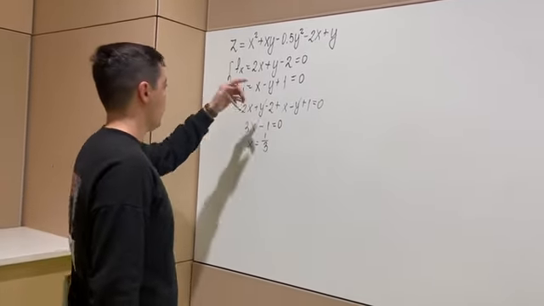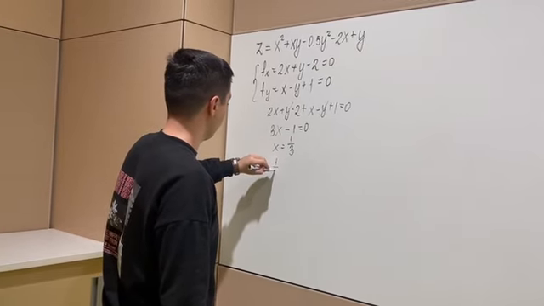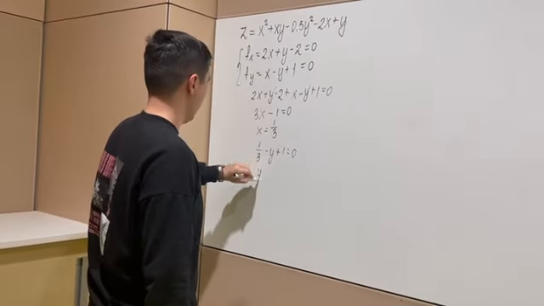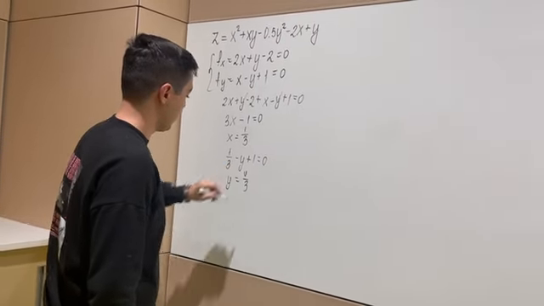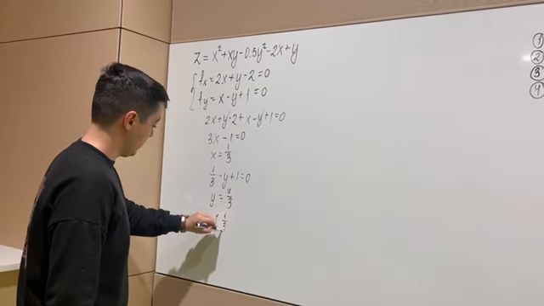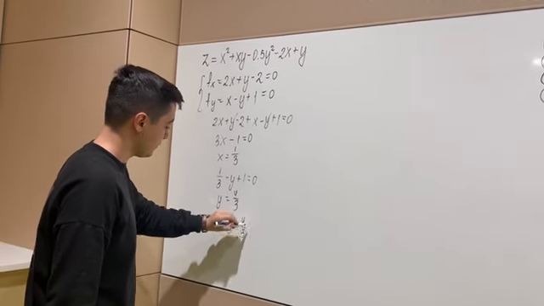And from here we can find y. 1 over 3 minus y plus 1 is equal to 0, so y is equal to 4 over 3. We find the critical point, which is (1/3, 4/3).